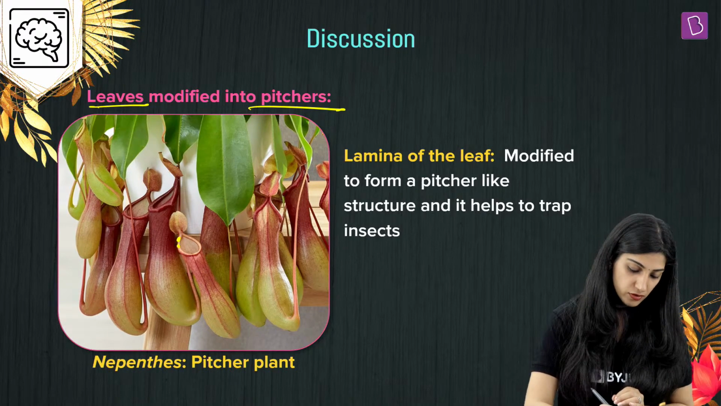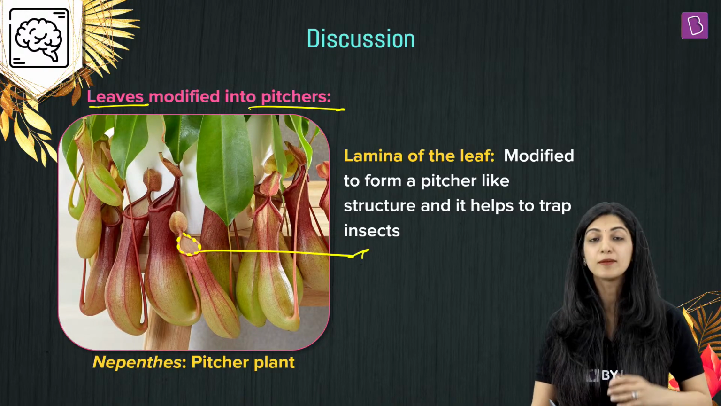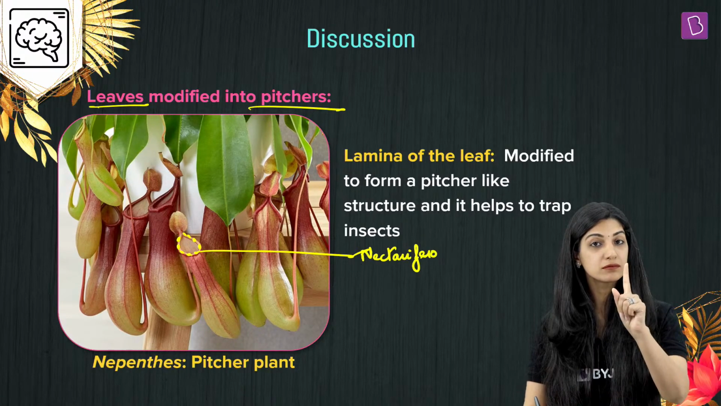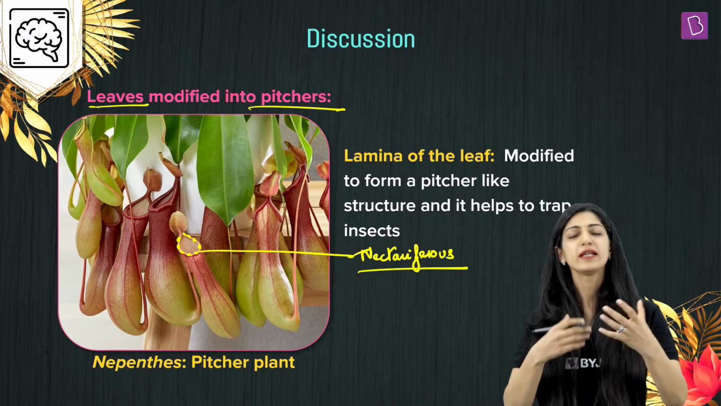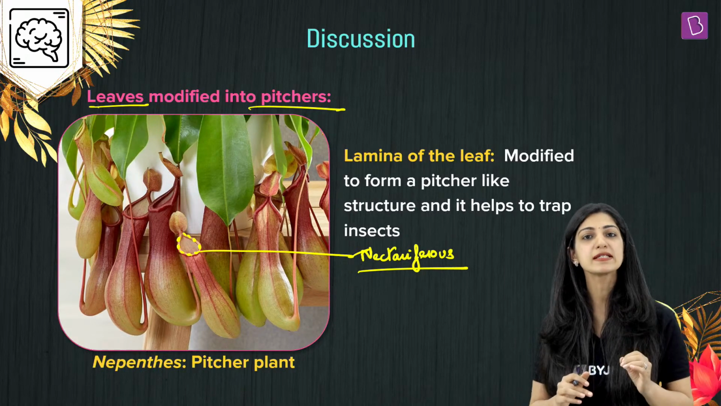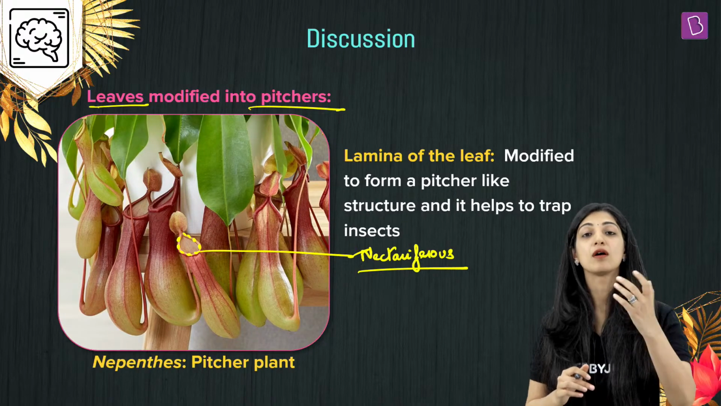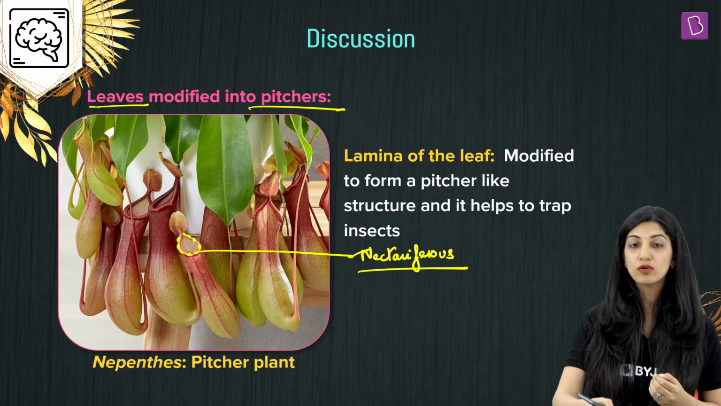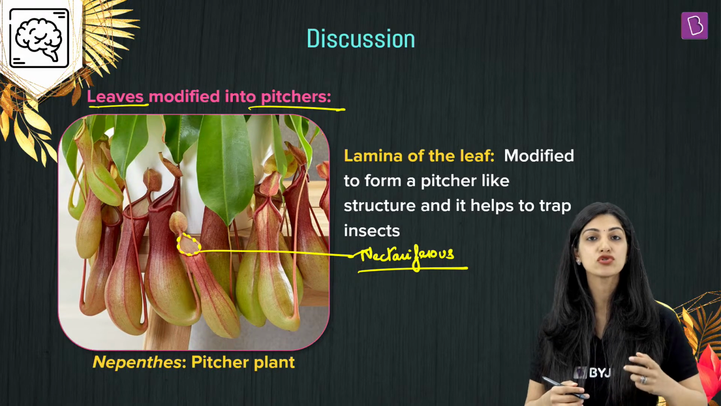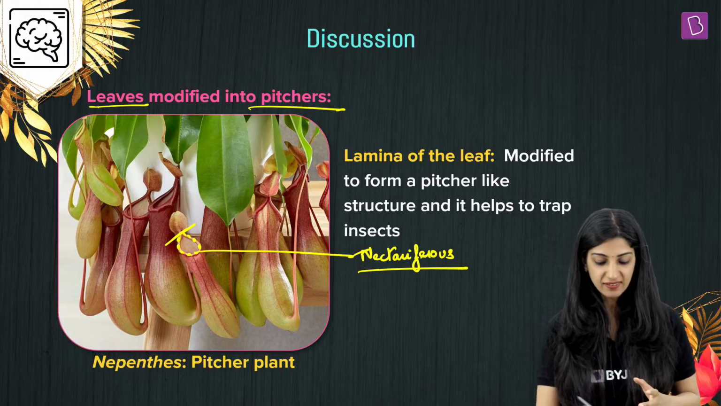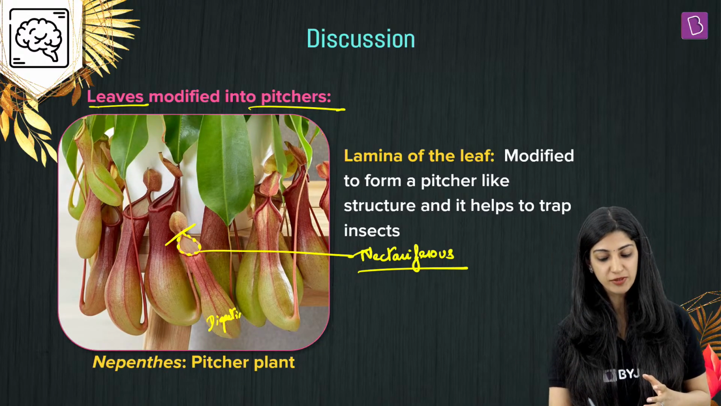Do you see the mouth of the pitcher? Here the plant has nectariferous glands. Don't be scared that ma'am used such a big word. They are nectar-producing glands. Nectar we know, the sugary substance that the plant produces. Why does it produce that? To attract the insects. The insects think, fine, we'll go there, have nectar and enjoy. But then there is a lid also. It will trap the insects and there are digestive juices in this pitcher.